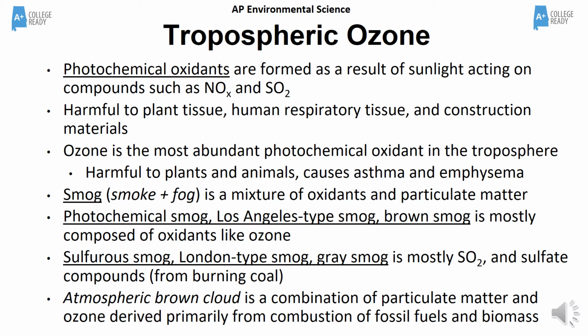Smog is smoke and fog, and it's a mixture of oxidants and particulate matter. Photochemical smog, which is also called Los Angeles-type smog and brown smog, is mostly composed of oxidants like ozone. Sulfurous smog, also called London-type smog or gray smog, is mostly sulfur dioxide and other sulfate compounds that come from burning coal. Atmospheric brown cloud is a combination of particulate matter and ozone derived primarily from combustion of fossil fuels and combustion of biomass.